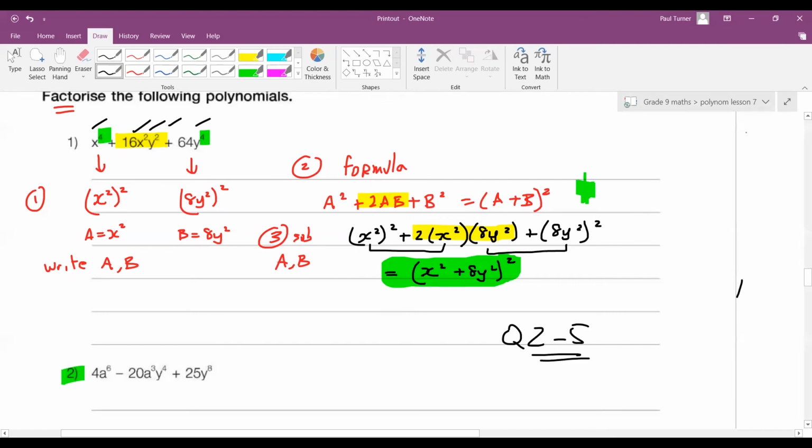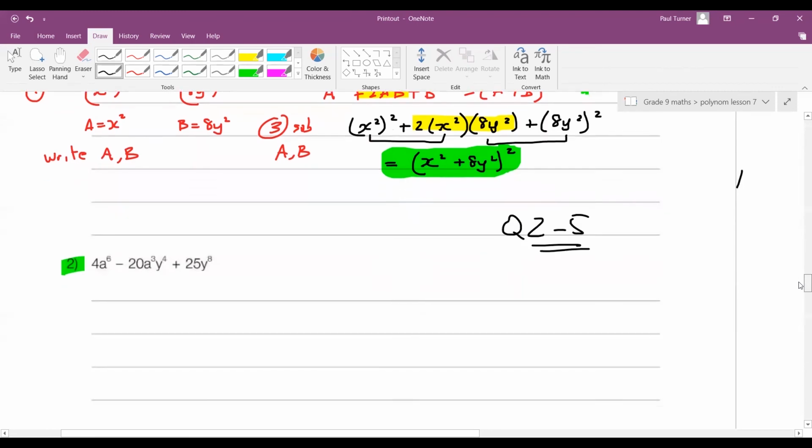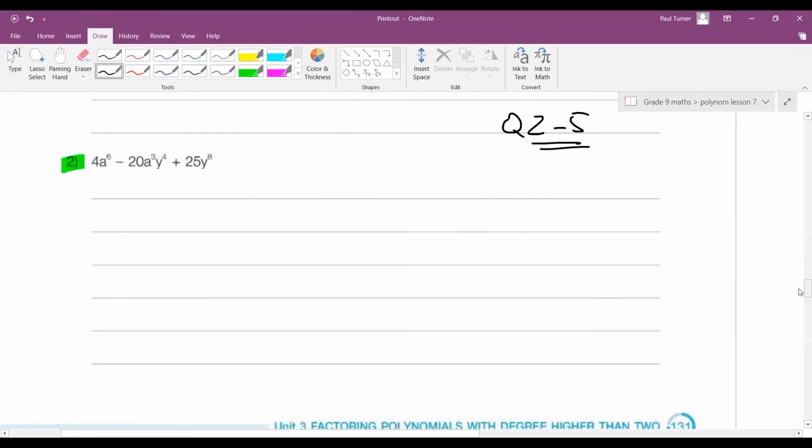Okay, if we look at question 2, if you're still working, you can keep working, but if you want to watch the solution, okay, so we've got 4a^6 here, and 25y^8. So we want to change these to powers of 2. And the last one as well, powers of 2.